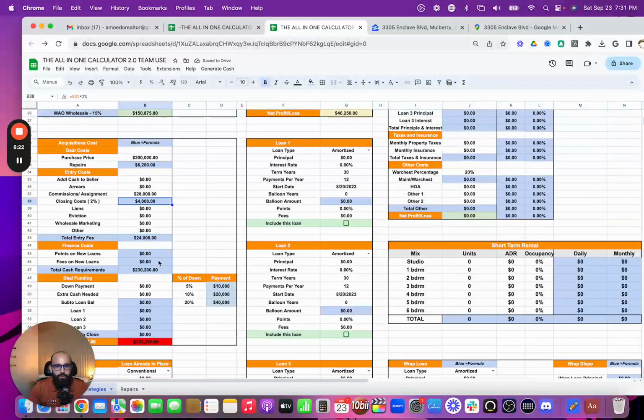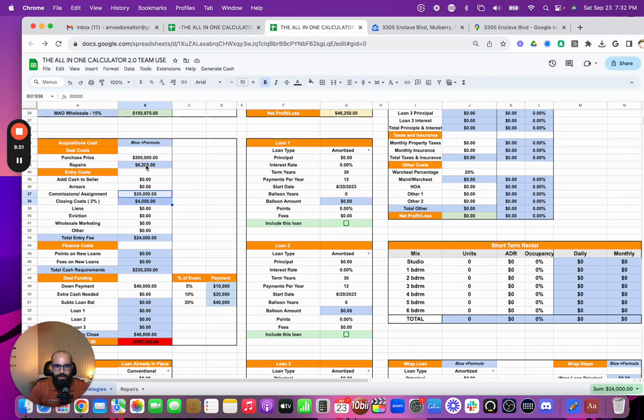Now we're going to assume that this person has to go and get a regular conventional loan, just again for the use of this calculator, and they have to pay 20% down. So I see here that 20% down is $40,000. And then extra cash needed, this is where I'm going to put my assignment fee. This is where I'm going to put the closing costs, and this is where I'm going to put their rehab. So I want to put every single thing that they have all in. You're going to get this $24,000, which is just these two things added up.